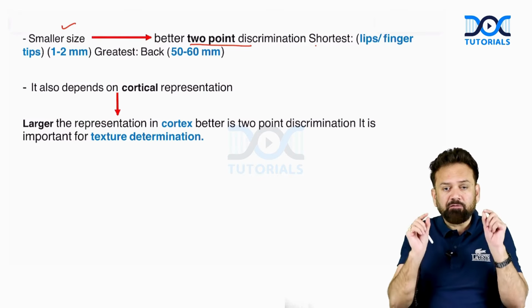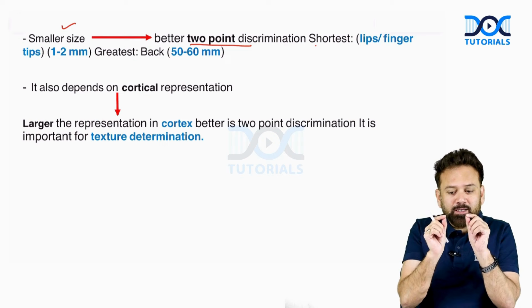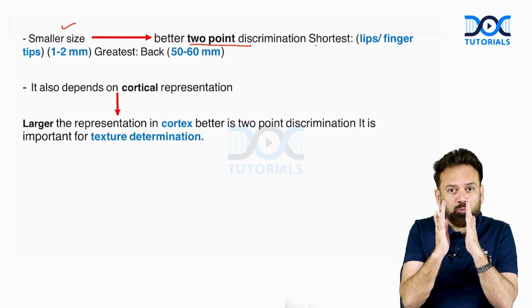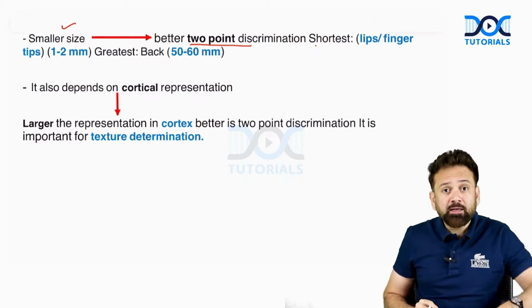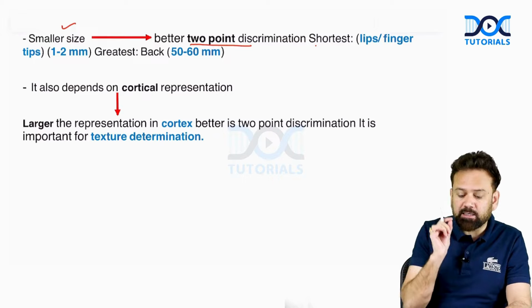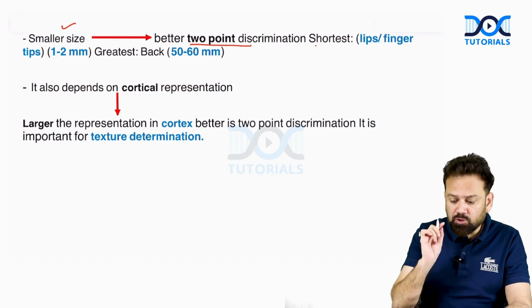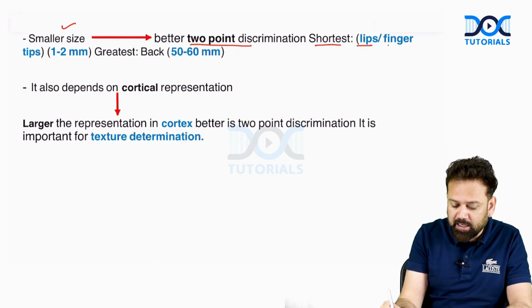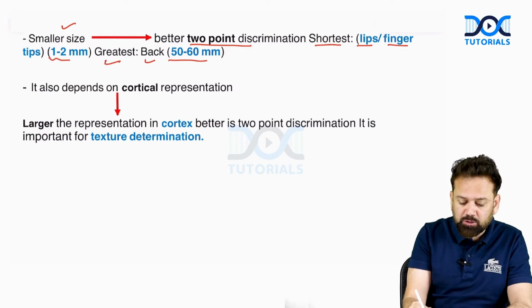Suppose that if I put 2 points like that and you are saying there are 2 points, 2 points, no 1 point. So this is the area, you are saying 1 point. So smaller is the size, better will be the 2-point discrimination, and it depends on the receptor density. So better is the density, better will be the 2-point discrimination. So this is shortest at the lips and fingertips. It is only 1.1 to 2 millimeter, and it is greatest at the back, 50 to 60 millimeter.